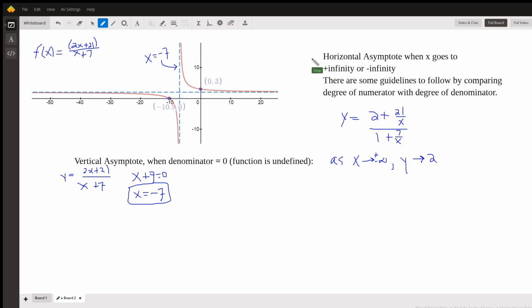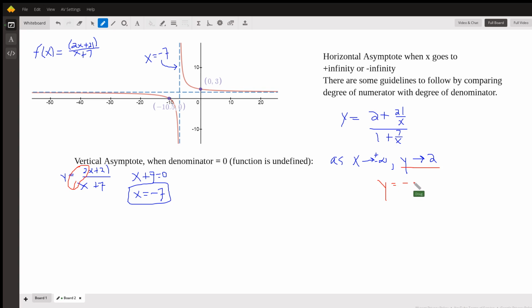For a horizontal asymptote, this is a little bit harder for some students to understand. There are some guidelines to follow by comparing the degree of the numerator with the degree of the denominator. When those degrees are equal, in this case, the numerator is of degree 1 and the denominator is of degree 1, so the degrees are equal, so I can just examine the coefficients of those highest degree terms.